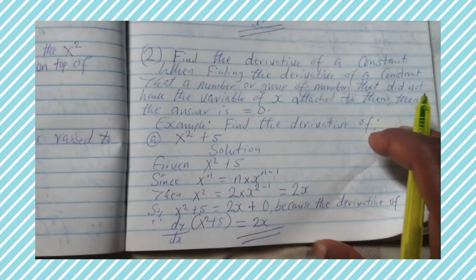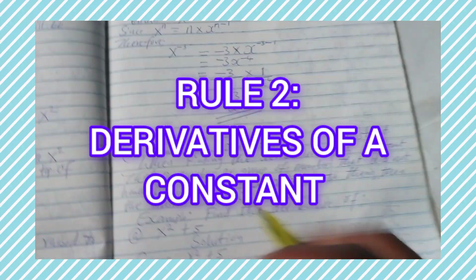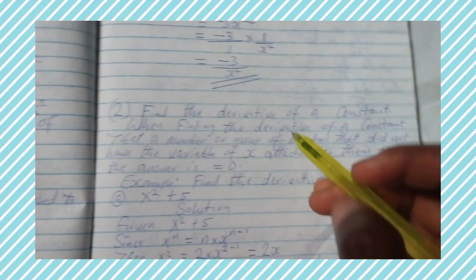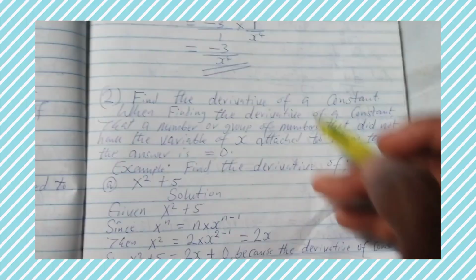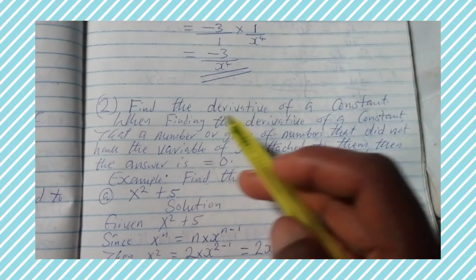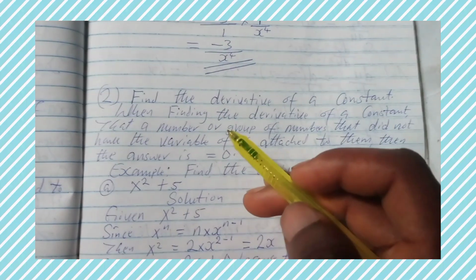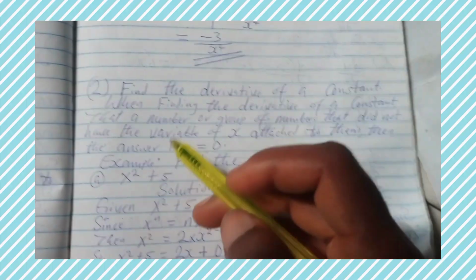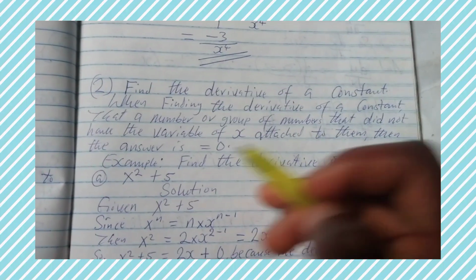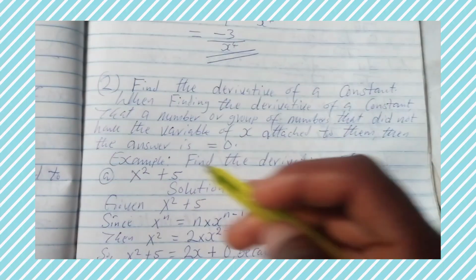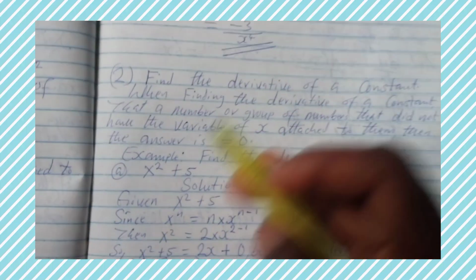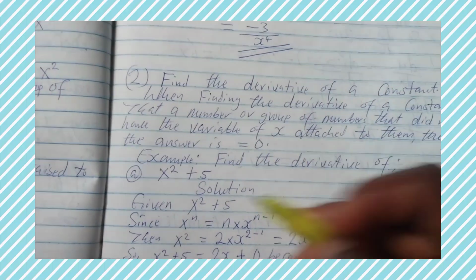Before we look at example 5, how to find the derivative of a constant. A constant is any term that is not attached to x. That is what we call a constant in calculus. When finding the derivative of a constant, that is a number or group of numbers that do not have the variable x attached to them, we call them a constant. And when finding the derivative of it, it becomes what? 0. A constant can be 1, can be 2, can be 100. Any number that does not have x attached to it is called a constant.